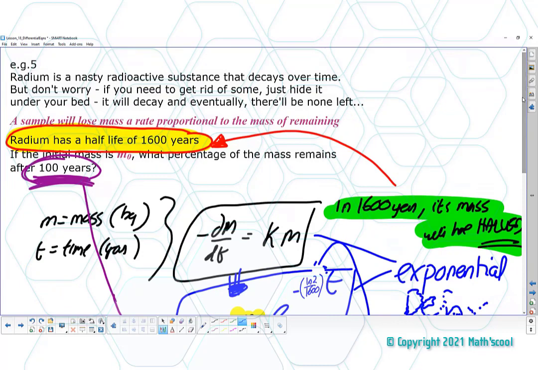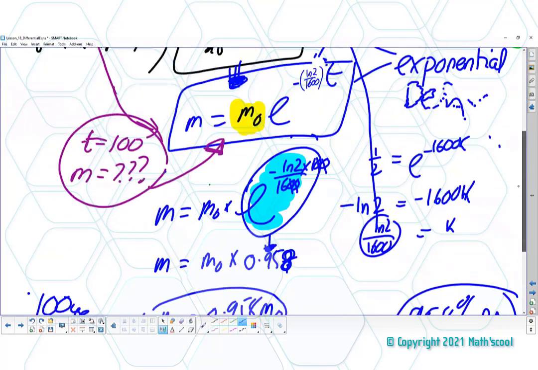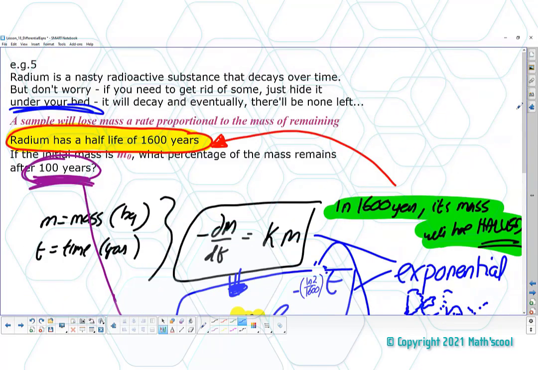So if you stash it underneath your bed, in 100 years, which will not be your lifespan if you stash radium underneath your bed, your lifespan will be severely curtailed. But in 100 years, 4.8% of it will have decayed. The rest of it, 95.2%, will still be there. Oh, was it 95.2? 95.8% will still be there, and 4.2% will have gone.